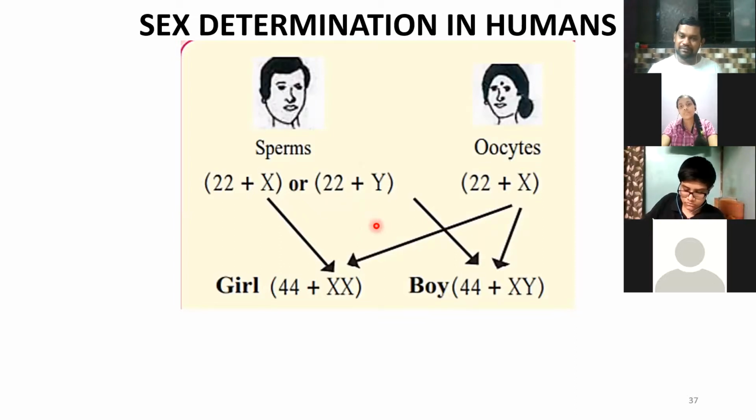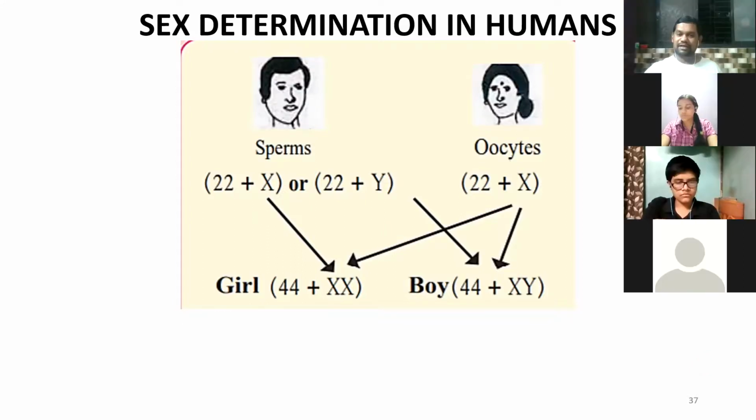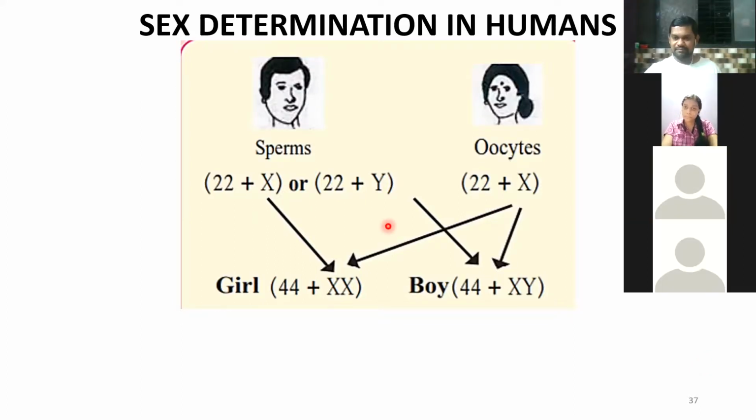You understood how they are separated? 44 becomes 22. And XY: 50% get the X, the remaining 50% get the Y. So the sperm containing the X chromosome is called gynosperm, and the sperm containing the Y chromosome is called androsperm. So there is a gynosperm and an androsperm, 2 types.